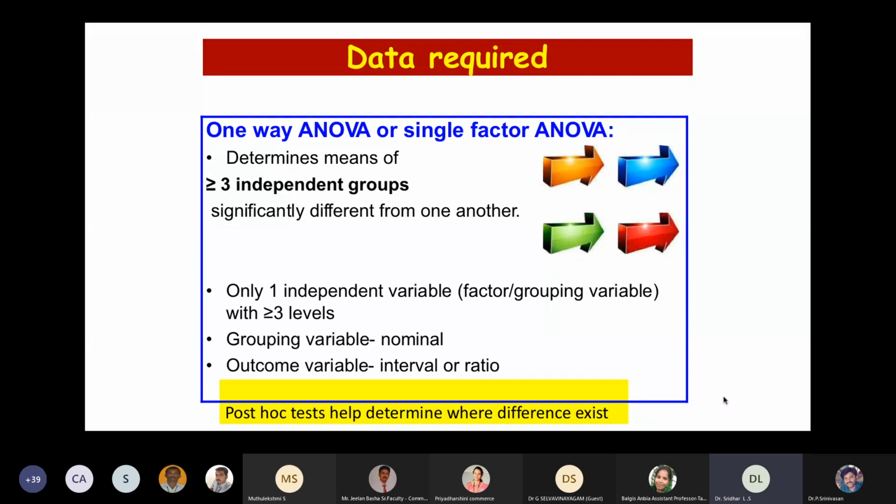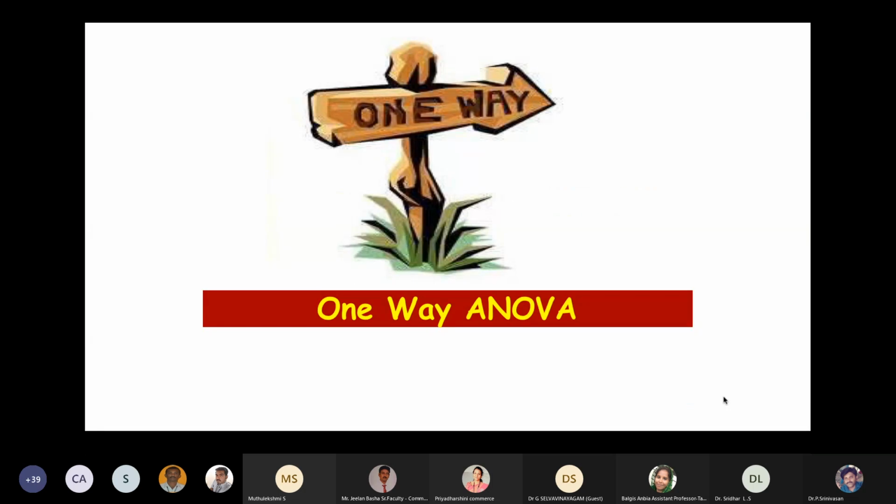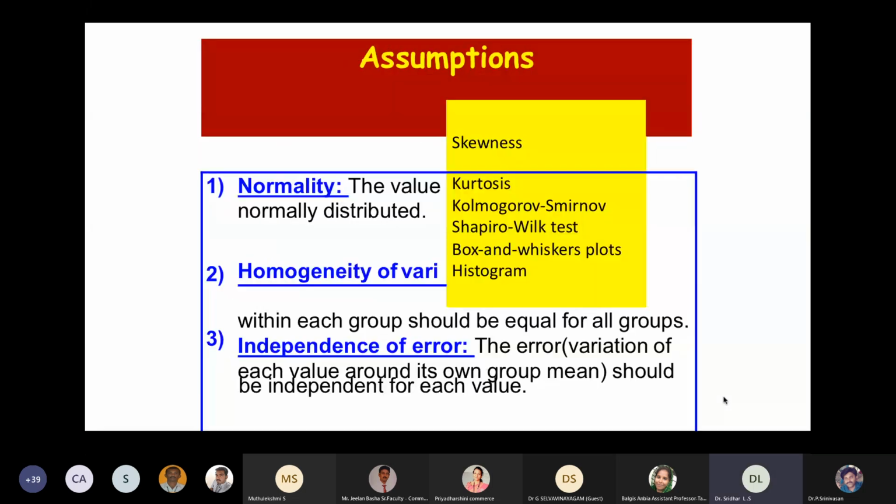Sir, first, sir. One-way ANOVA. So you can change, sir. You can change, sir. Sorry.